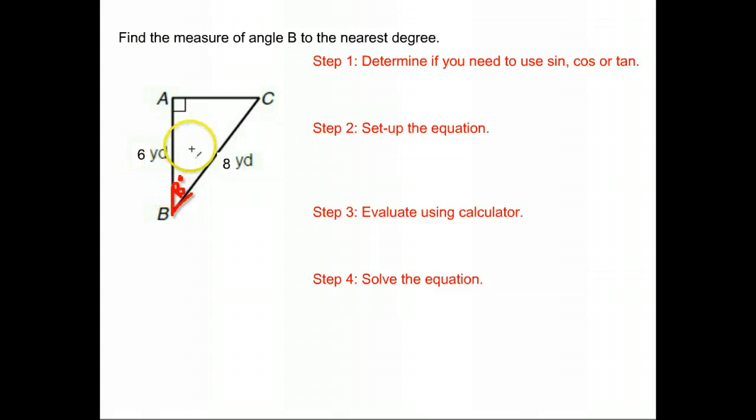Now, anytime you're trying to find the measure of an angle, we're going to be using our inverses on our calculator, just as a heads up. But we start the same way. Are we going to be using sine, cosine, or tangent?